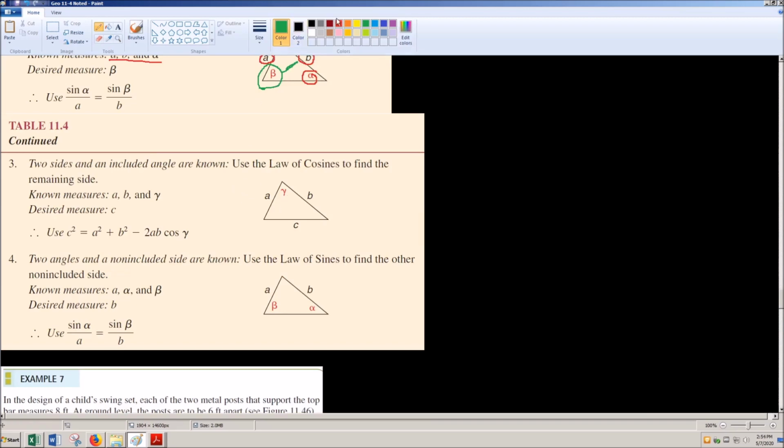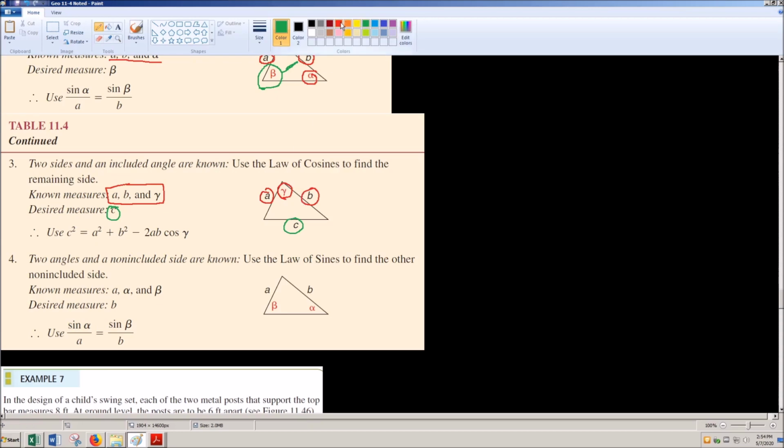For this one here, I am given A, B, gamma, and I'm trying to solve for C. In doing so, this is going to be a law of cosines setup. Again, I know 2 of the sides and I know the included angle. So this will be a law of cosines.